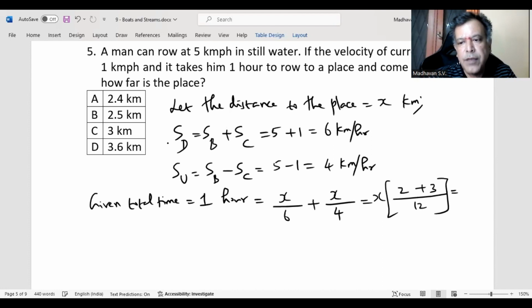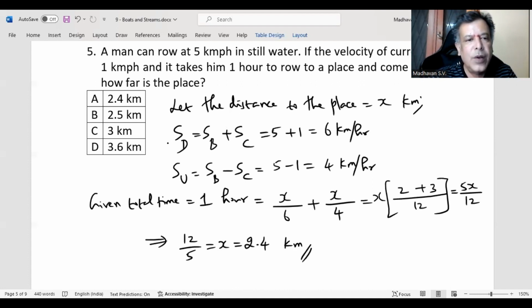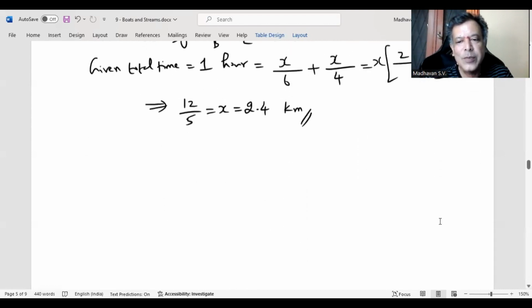So that is 5x by 12, which means cross multiplying, 12 by 5 is equated to x, which will work out to 5 2s are 10, 4s are... So x is 2.4 kilometer. That means our option A is the right option. Let us move on to the next question.